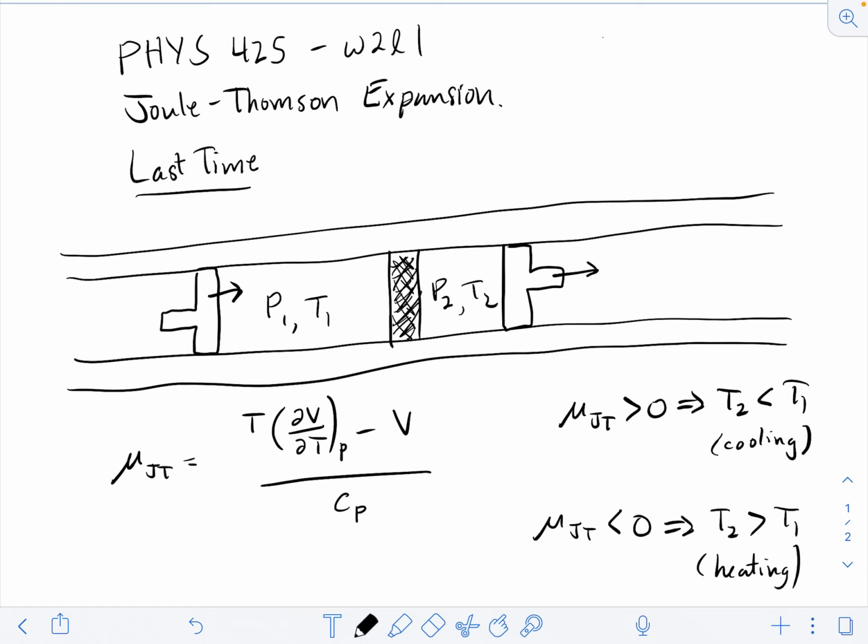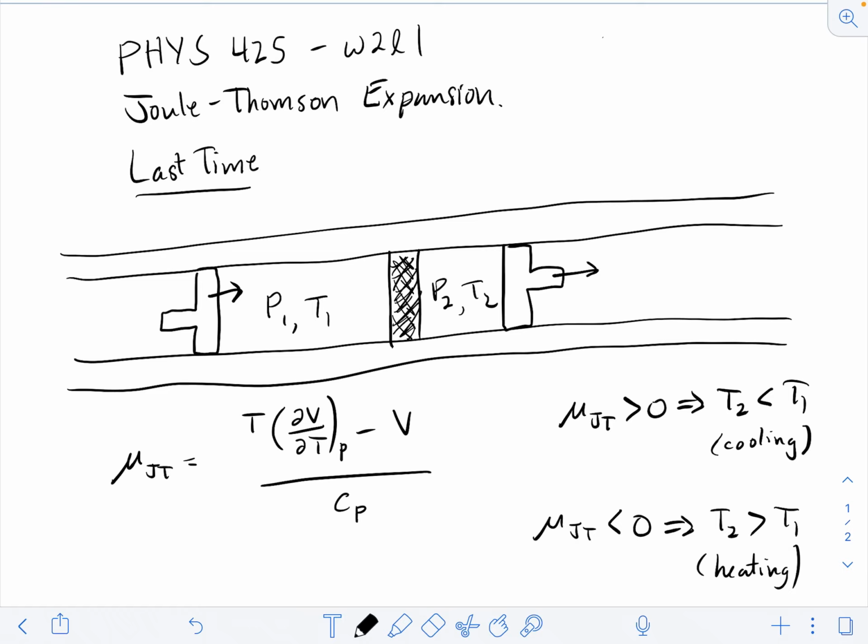The idea is that we're going to use the two pistons. They're going to move simultaneously. The piston on the left, side 1, is going to be pushing gas through the plug, and the piston on the right, side 2, is going to be moving to the right to allow the gas to enter. The pistons are moved in such a way that the pressure P1 on the left-hand side stays constant, and the pressure P2 also stays constant on the right-hand side.